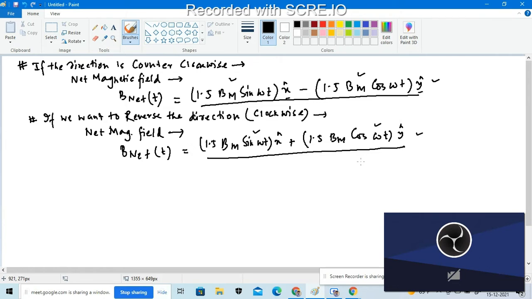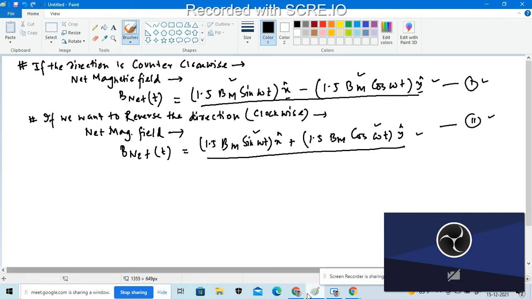My observation from these equations, suppose this is equation 1 and this is equation 2, is that the magnitude should be the same if I change the direction, but it may happen that the direction as well as the angle can differ when we reverse the direction of a rotating magnetic field, right? I already told that in the previous lecture.